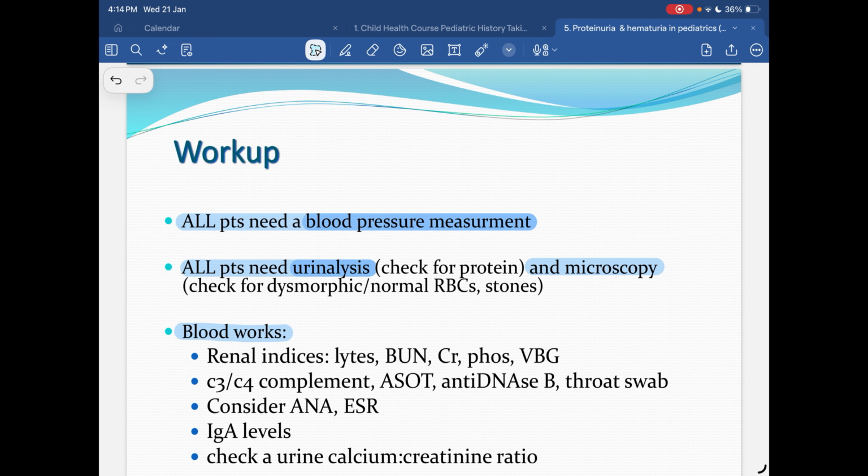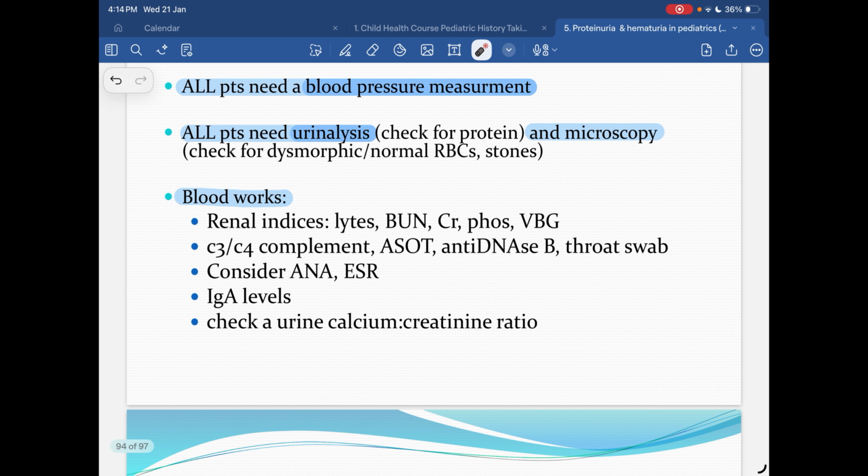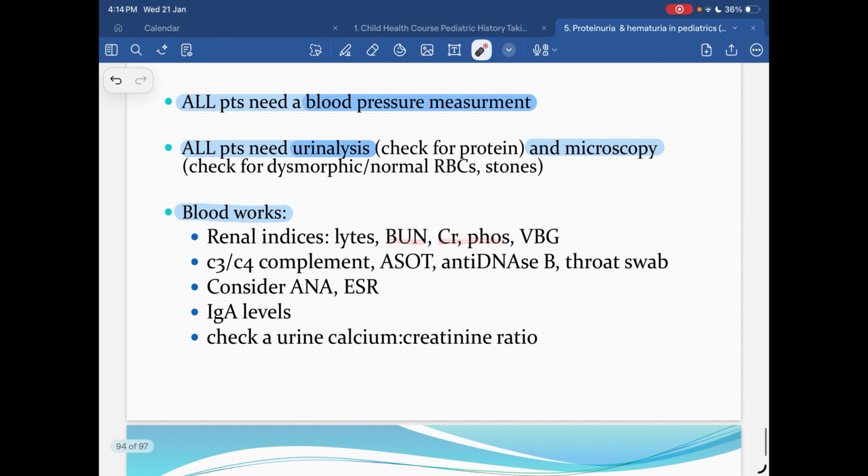Urinalysis, checking for protein or signs of hematuria. والميكروسكوبيك microscopy عشان نشوف ال blood cells نفسها, عددها, شكلها, وإذا عندنا any stones, microscopic stones. We may need also blood works. So نسوي renal function test, نشوف البيان, الكرياتين, الفوسفات.